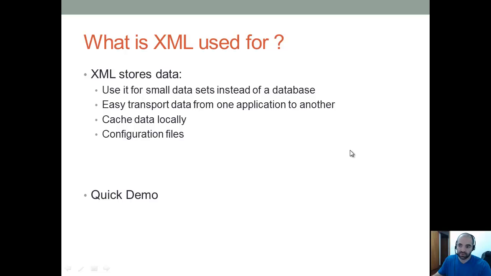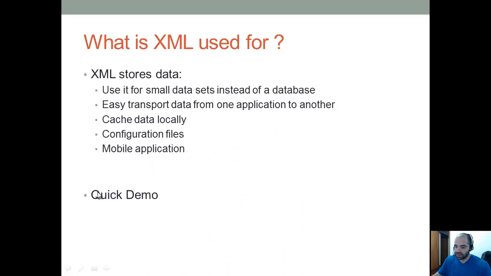XML files are also widely used for configuration files such as the web.config file and the app.config file. It can also be used for mobile applications to cache data locally or just to store data until the user has availability to get out to the web, via cell phone tower or via Wi-Fi. And that was it. Let's go ahead and jump into a quick demo so we can see how to create an XML file manually and how to read data out of it.